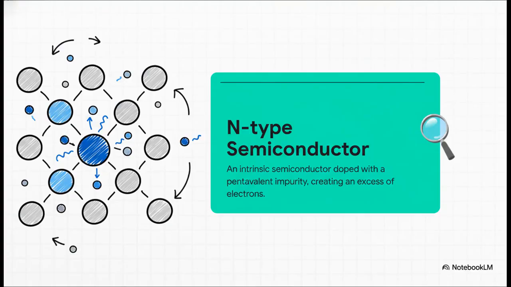So let's start with a nice, pure crystal of silicon. Think of it like a perfectly organized community where every silicon atom holds hands with 4 neighbors, nice and stable. But what if we sneak in a few atoms of, say, phosphorus? Phosphorus likes to hold hands with 5 neighbors. So when it sits in the silicon crystal, you have 1 extra electron that's left over with nowhere to go. This whole process is called doping. And since we've added negatively charged electrons, we call this an N-type semiconductor.